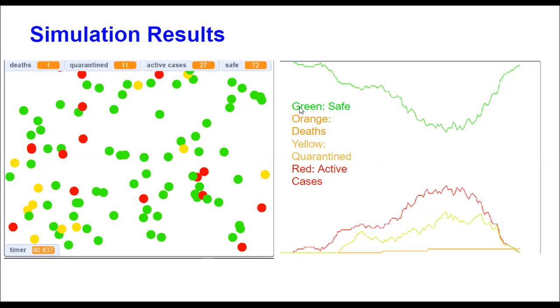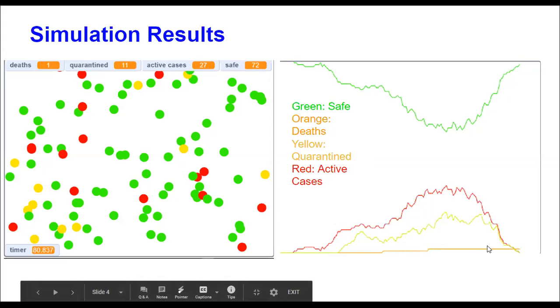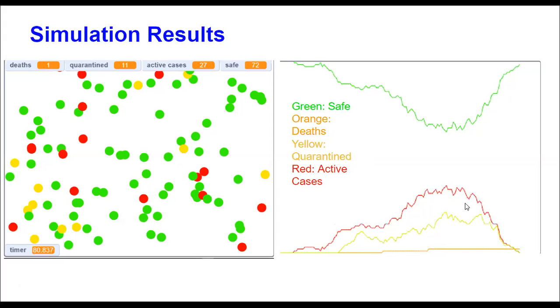This is the graph at the end of the simulation. This green graph over here is the number of safe people. Orange is the number of deaths. Yellow is the number of quarantined people, and red is the number of active cases.